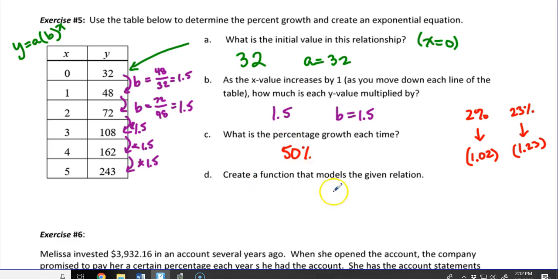So finally, we have the function that models this. So we're going to start with y equals, like our model here. We need our a value, which said is 32. And then our b value, 1.5, to the x power. And there's our function that models this relationship. Of course, if I wanted to, I could put that in my y equals, and I could look at my table and see that it behaves this way.